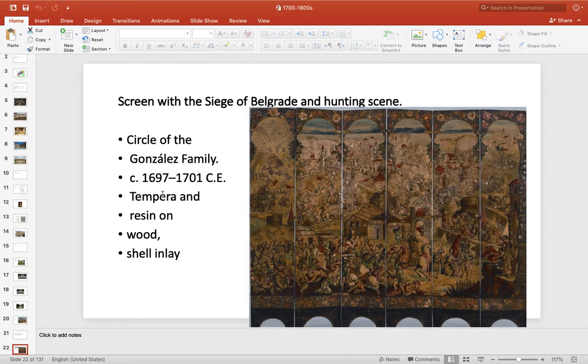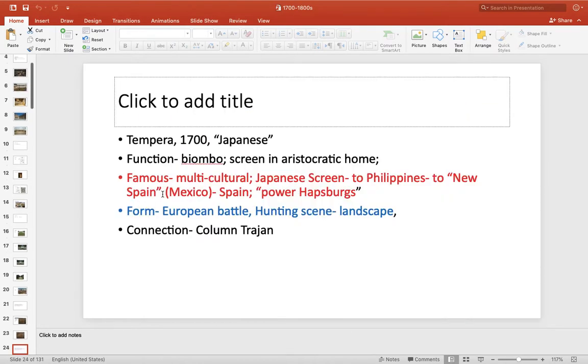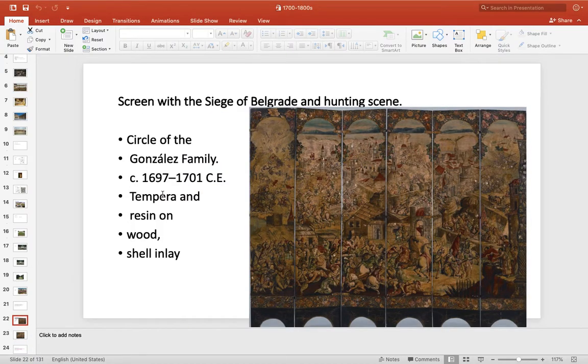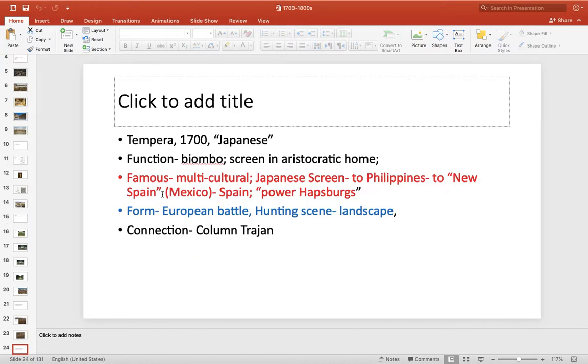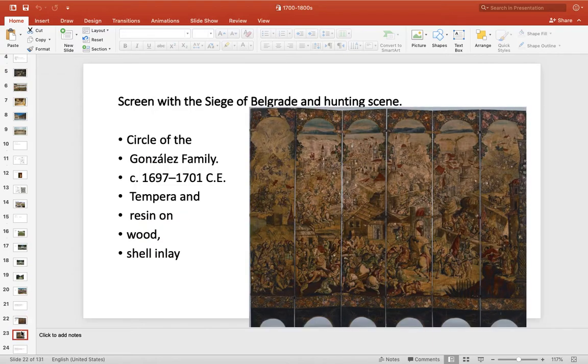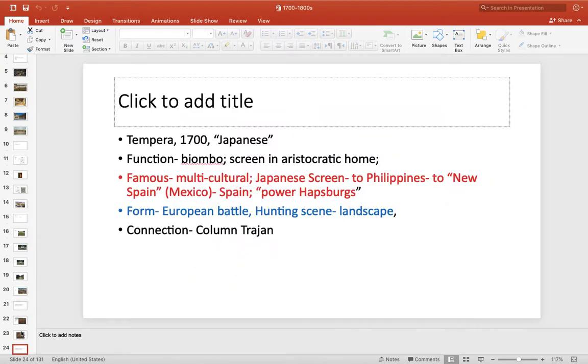All right, now we go to this one, which is the hunting scene in Belgrade. Material, tempera paint. Date, 1700s. Style, Japanese, kind of. Function, it's a biombo, that's a Japanese screen in an aristocrat's home. What's it famous for? It's multicultural.